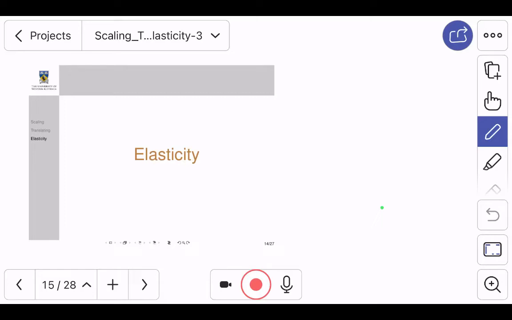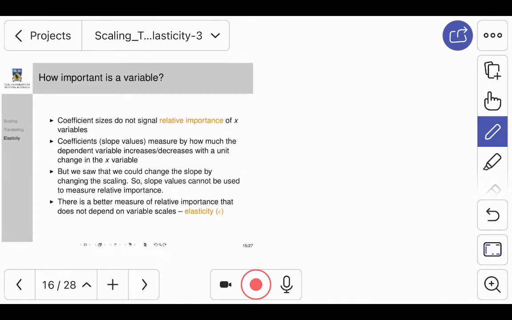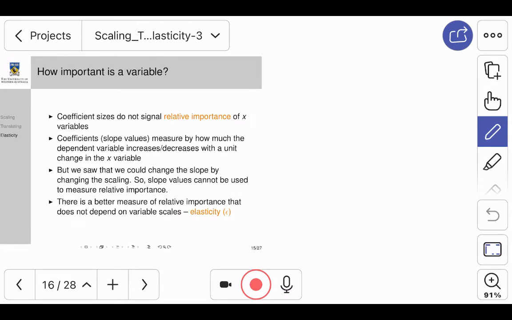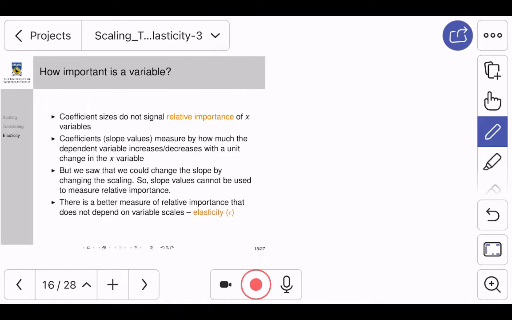Welcome to the lecture on elasticity this time, and we are going to look at what it is and how you calculate elasticity. So before we go there, why do we need it? Well, we are interested in the relationship between variables, so sometimes we are keen to know how important a variable is and how do we measure that one.